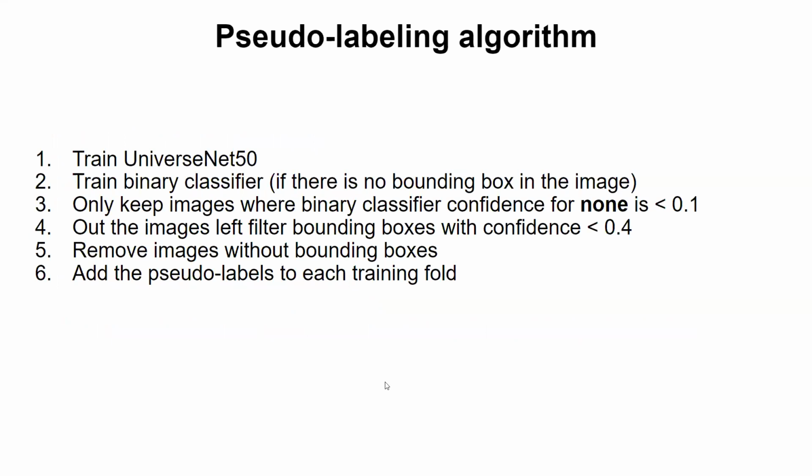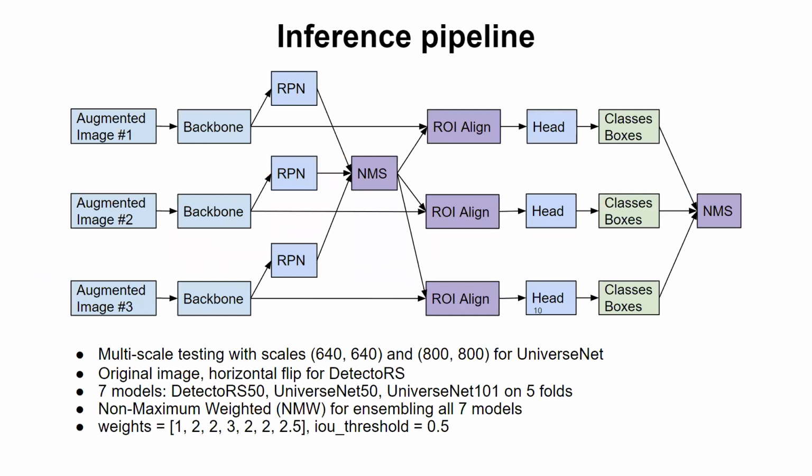We also used pseudo-labeling to expand the dataset. Firstly, we trained UniverseNet 50. We trained a binary classifier, which uses the classifier pipeline we mentioned, and we only keep images where the binary classifier is confident that there is a bounding box in the image. Out of those images, we filter the bounding boxes using a confidence of 0.4. We remove images without bounding boxes and add those pseudo labels to the training folds. On these new training folds, we train UniverseNet 101.